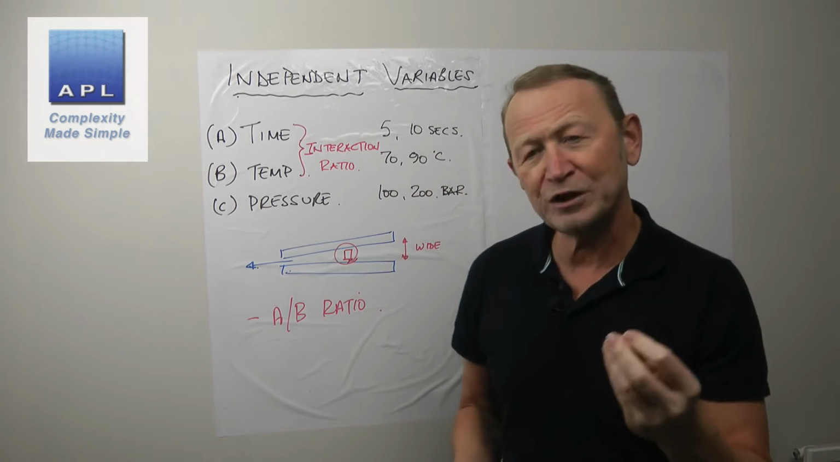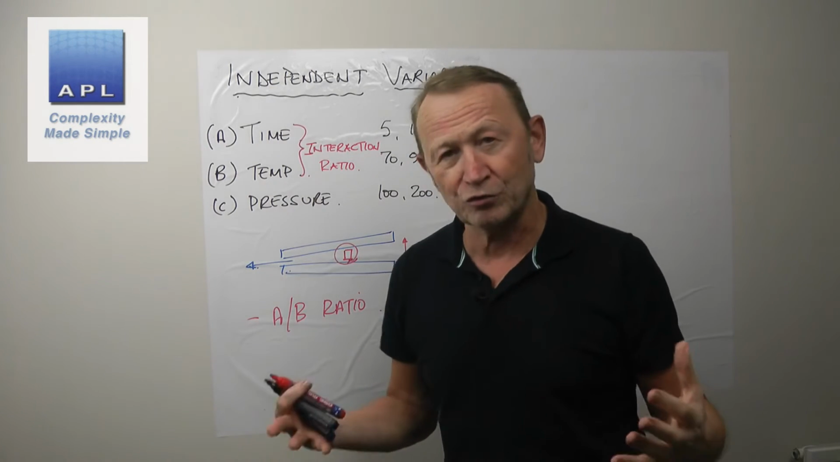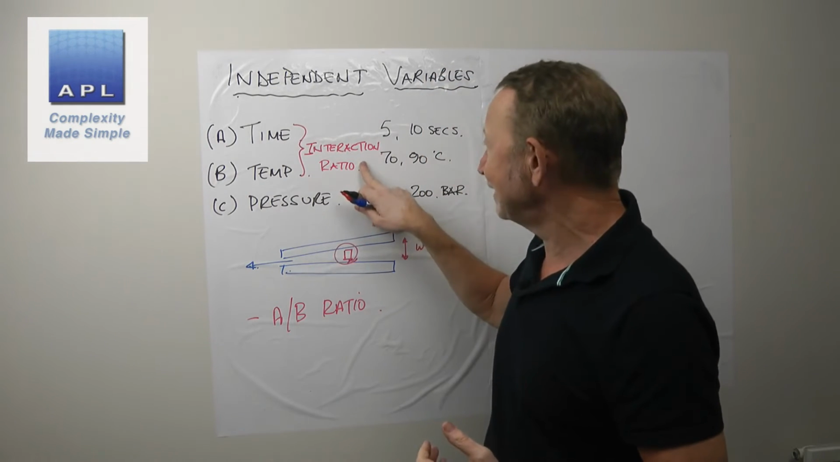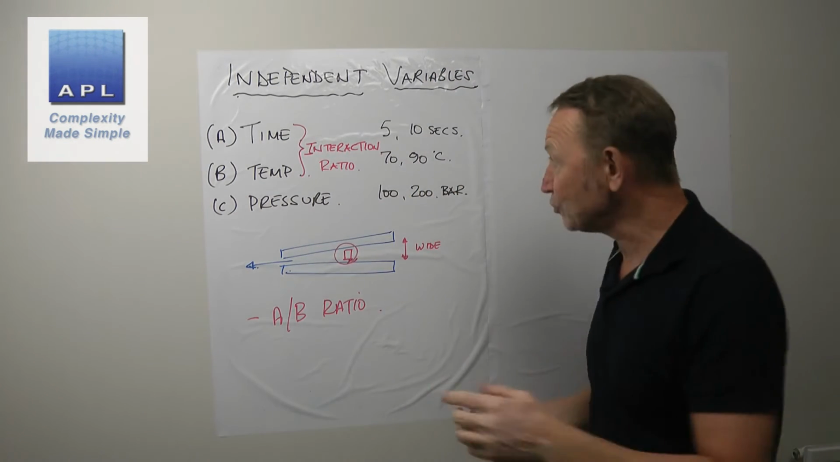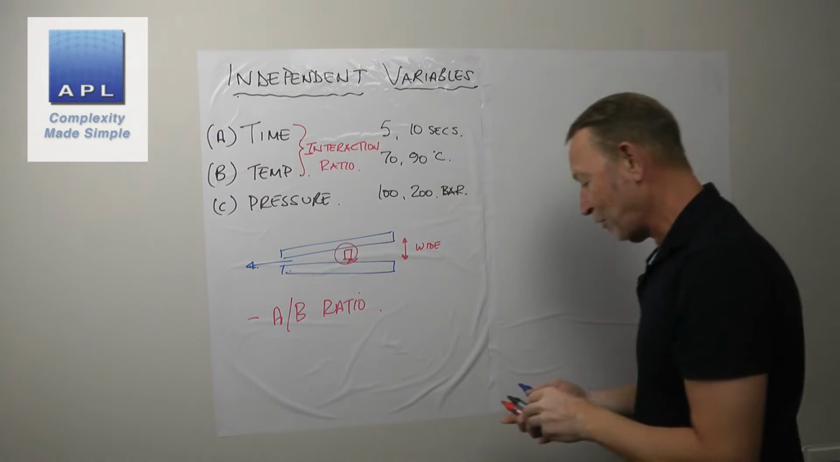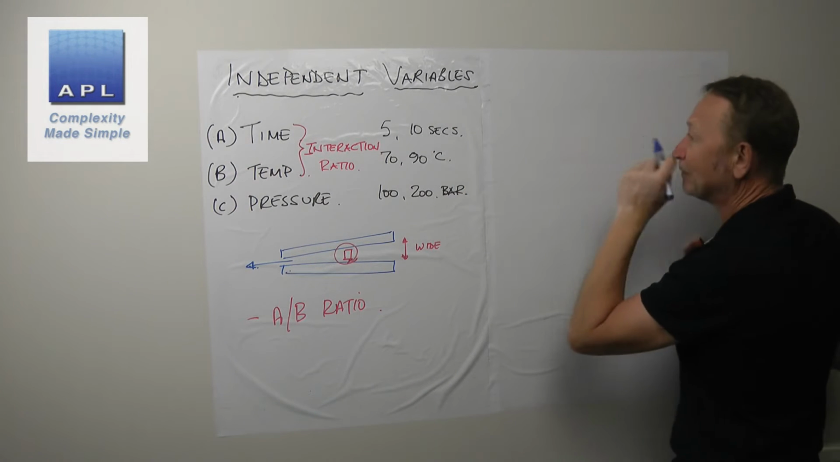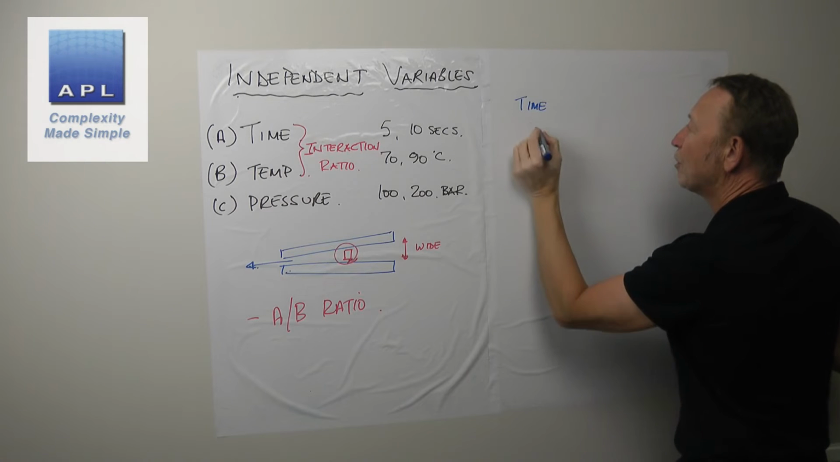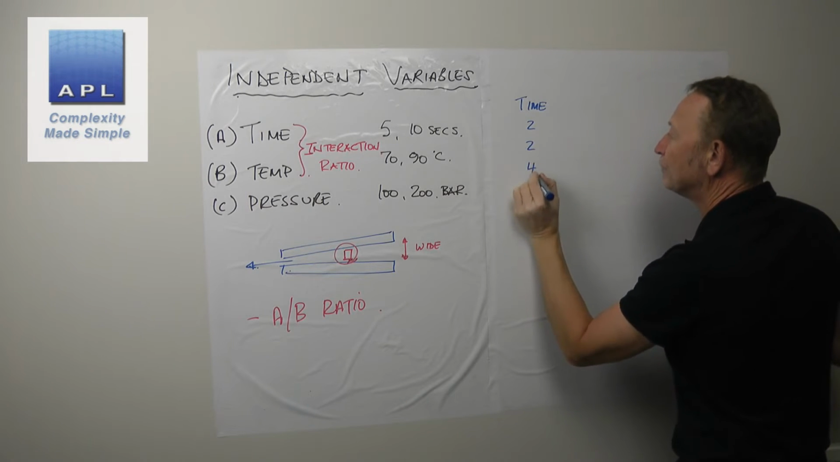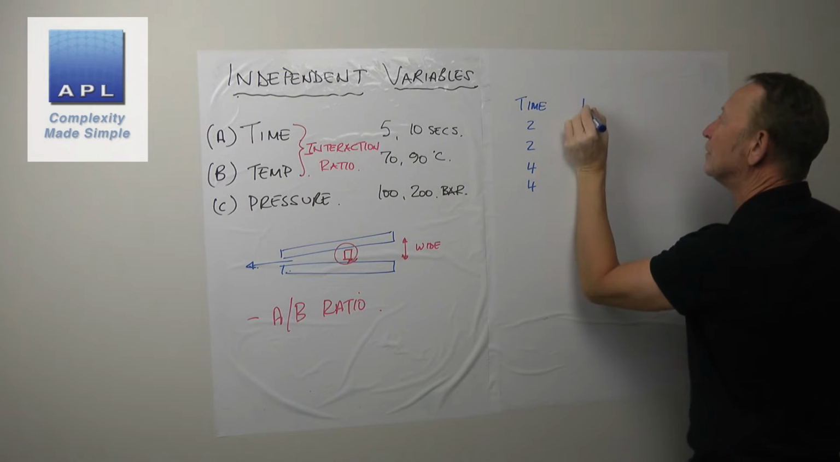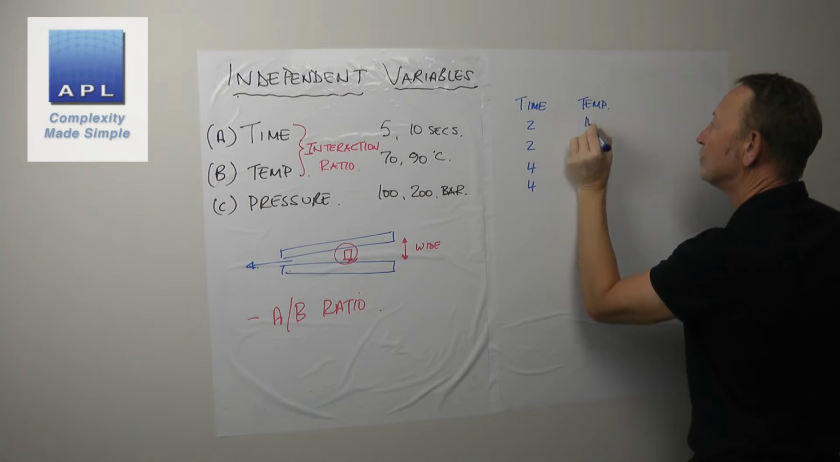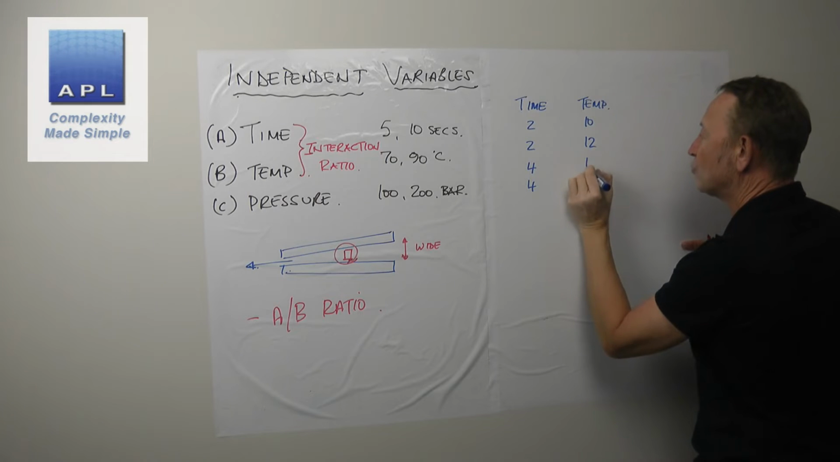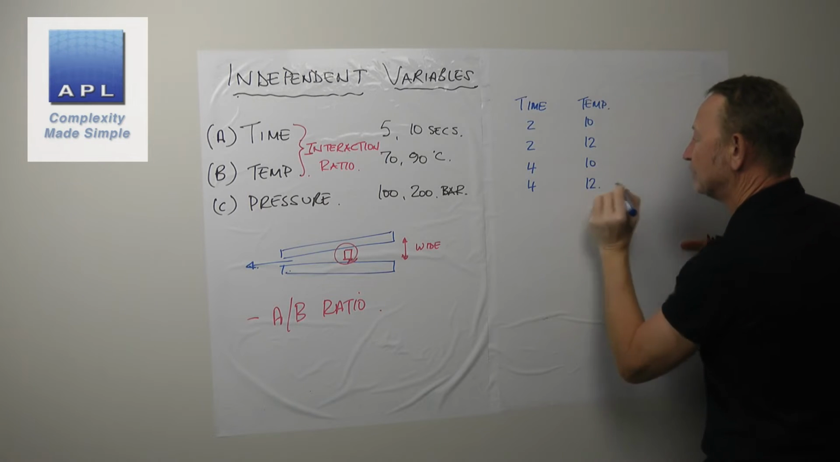So the way that we normally do this is to just run an ordinary DOE and let the interaction deal with it. So let me just take a situation where we're only using A and B. All right, so if we went, time was 2 and 4, temperature was 10 and 12. Let's do that.